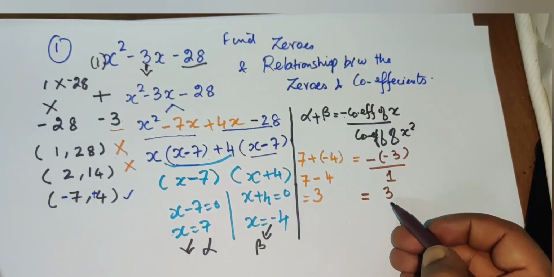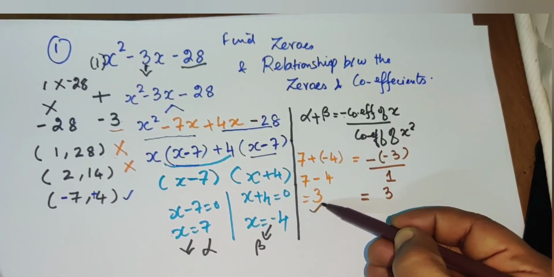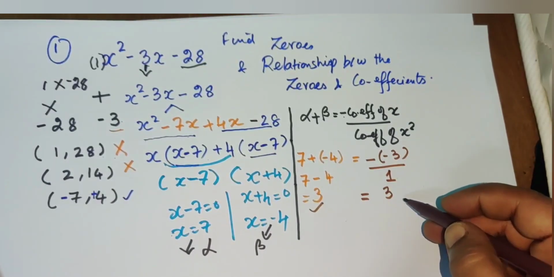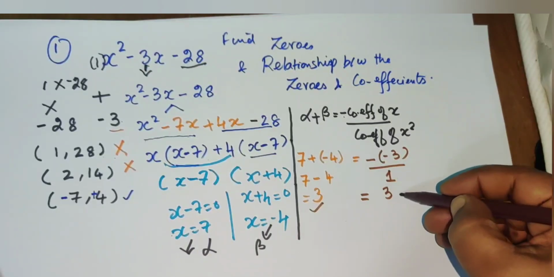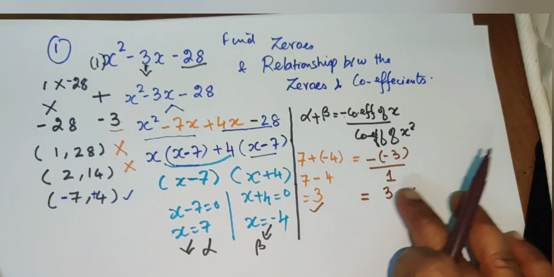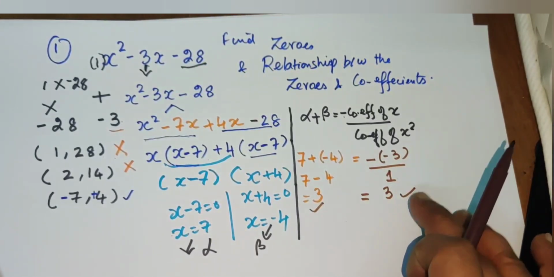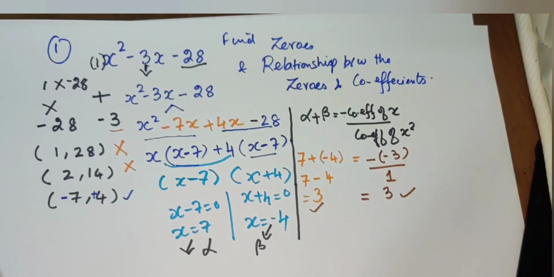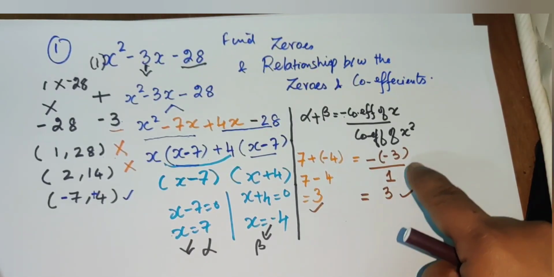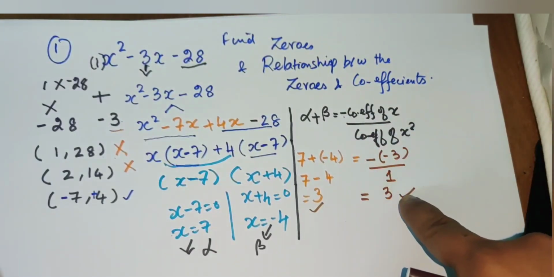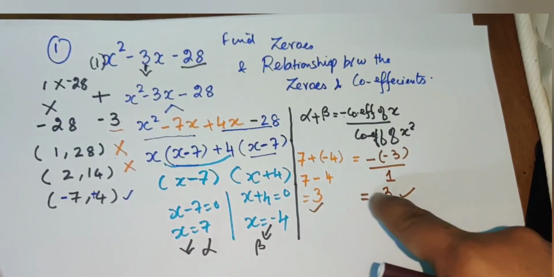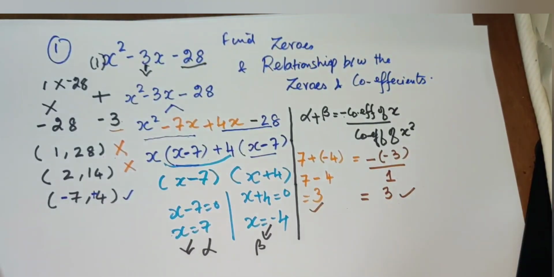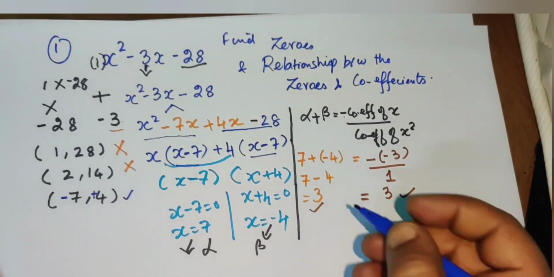You can see that we got the sum of the zeros as 3. According to the given formula, minus coefficient of x divided by coefficient of x square is also 3. So the sum of the zeros we verified. Okay, this is the relationship between the zeros and the coefficients. Through the coefficients we got the result 3, and through the sum of the zeros we got the result 3. Both results are the same. So the first part is over.